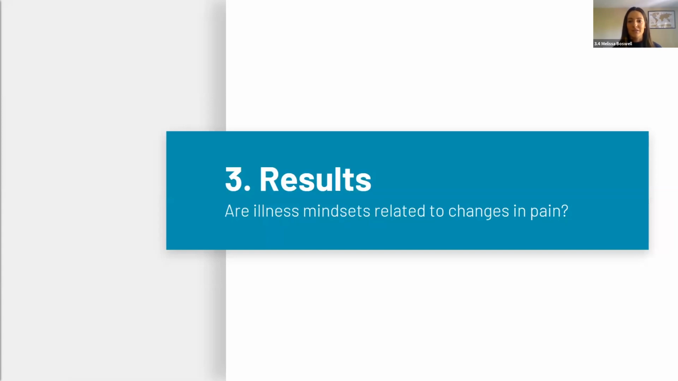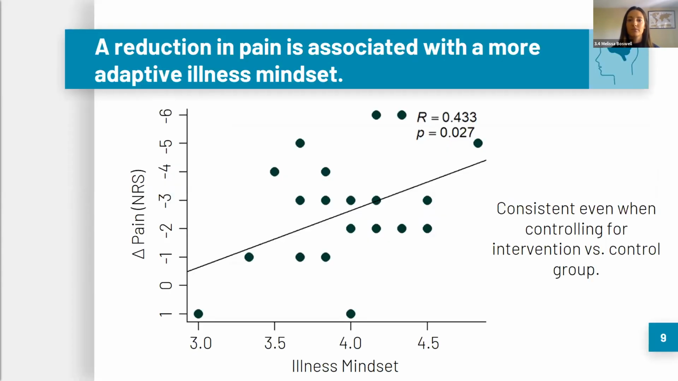Now I will present the results of the study. So here's a scatter plot of the change in pain over the course of the intervention versus the illness mindset score. You can see that a higher change in pain, so a larger reduction in pain, is correlated with a higher or more adaptive illness mindset. And this is consistent even when controlling for whether the person was in the intervention or the control group.